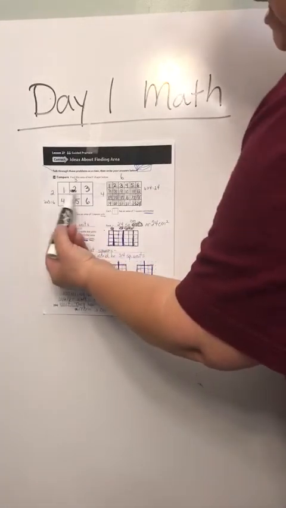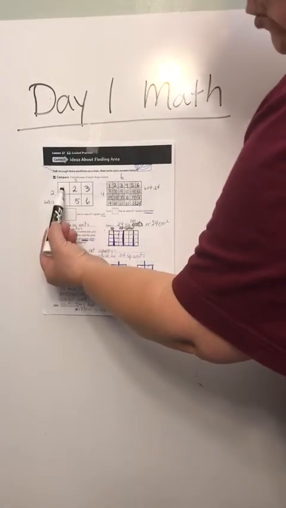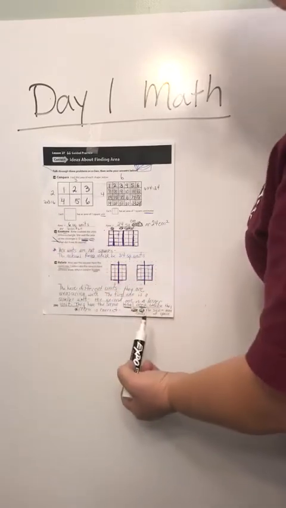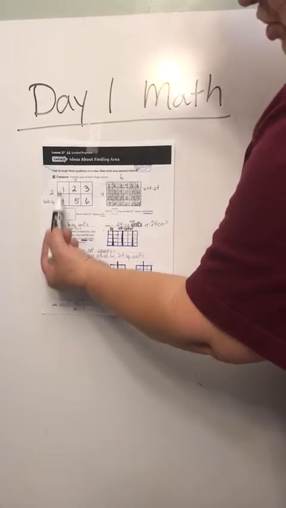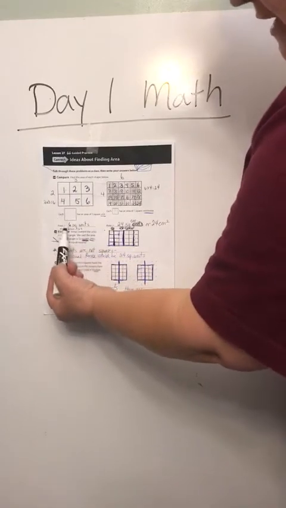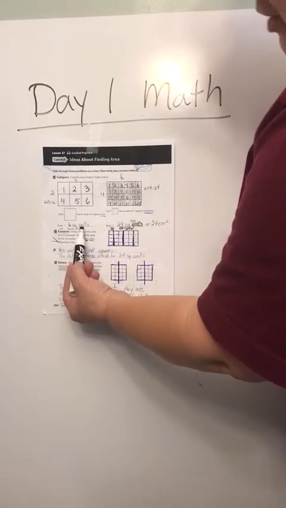This is your area. The way you figure your area is you count them and write the number in it as you count. 1, 2, 3, 4, 5, 6. Each box is an area of 1 square unit, so your area is 6 square units.